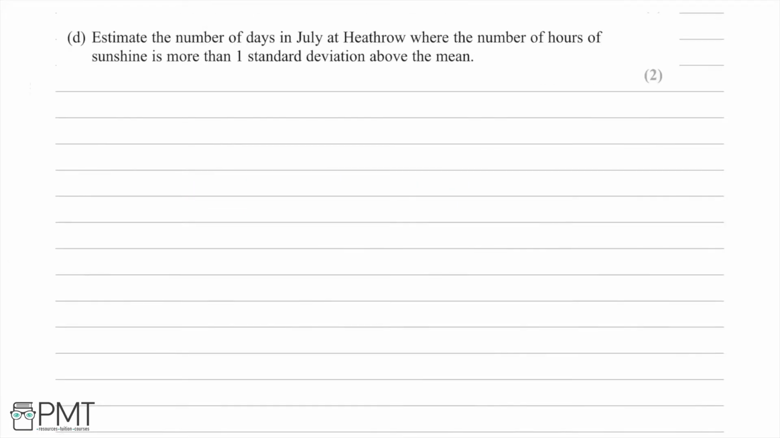So in part D of this question, we're asked to estimate the number of days in July at Heathrow where the number of hours of sunshine is more than 1 standard deviation above the mean. So we recall that for Heathrow, the mean mu is equal to 6.63, and the standard deviation, denoted by sigma, is equal to 3.69. We must first work out what 1 standard deviation above the mean is.